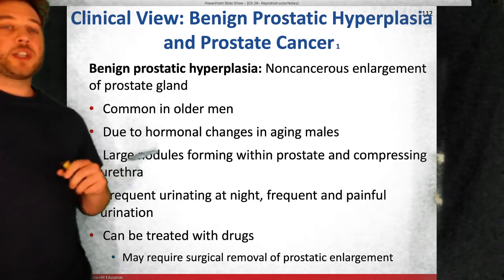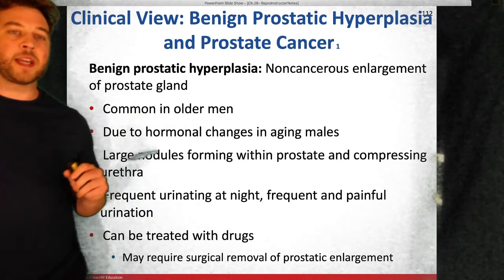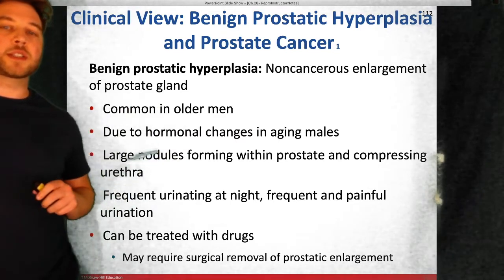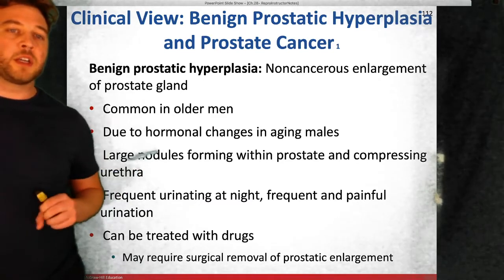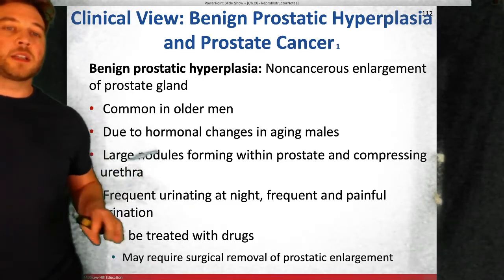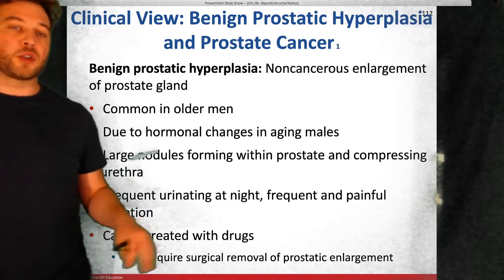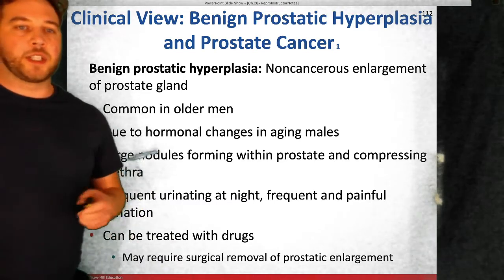Benign prostatic hyperplasia is a non-cancerous enlargement of the prostate gland, very common in older men due to hormonal changes. Large nodules form within the prostate, compressing on the urethra. Frequent urinating at night can occur, and it can be painful as well. It can be treated with drugs, but may require surgical removal of the prostatic enlargement. After you're 50, get checked every year.